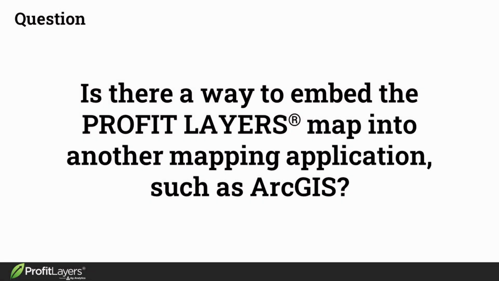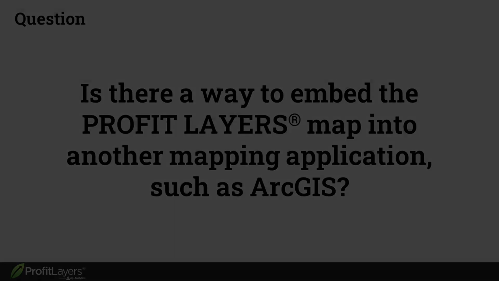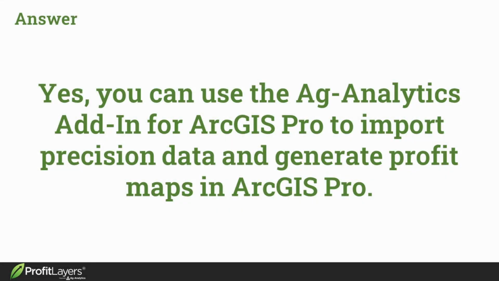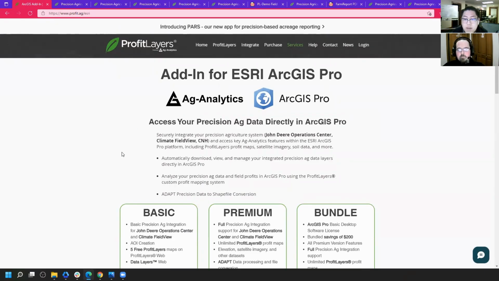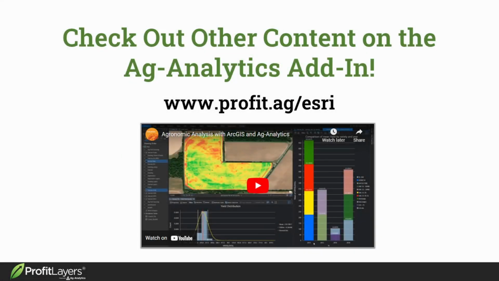So the question is, is there a way to embed the PROFITLAYERS map directly into another web mapping application? The way to embed the PROFITLAYERS map into another web mapping application, like ArcGIS Pro or ArcGIS Online, is to use our proprietary Ag Analytics add-in for ArcGIS Pro. This software add-in works in conjunction with the ArcGIS Pro desktop software application, and it allows you to generate profit maps in ArcGIS Pro desktop.